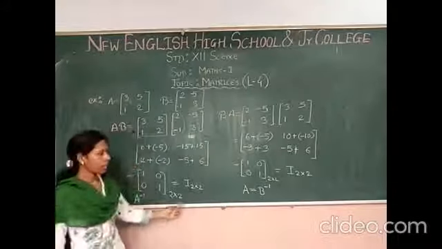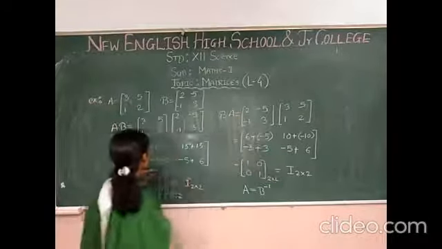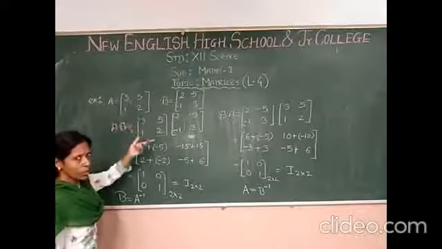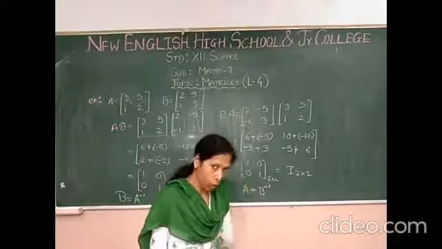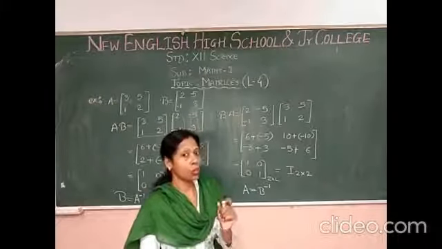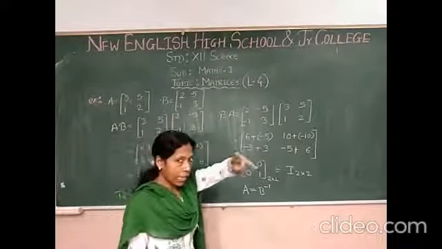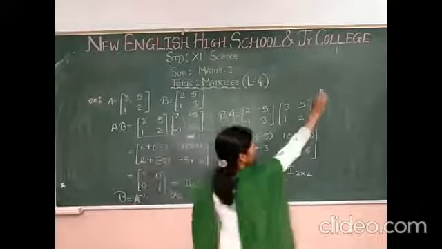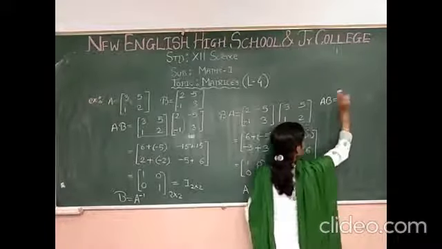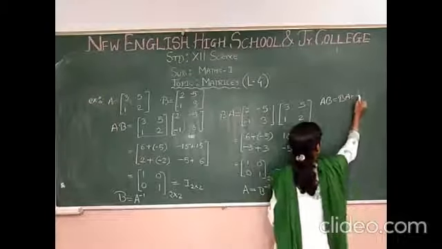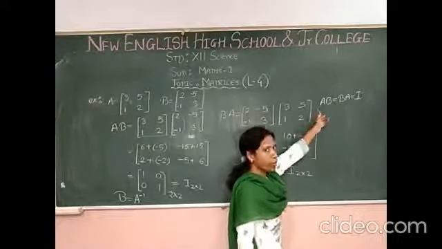Written, children? Thus, definition is clear. If A is a matrix of order M, in this case order M means 2 by 2, because it's a square matrix, and if there exists another matrix of same order such that we get AB equals to BA equals to I, identity matrix. Then we can say that inverse of A exists.